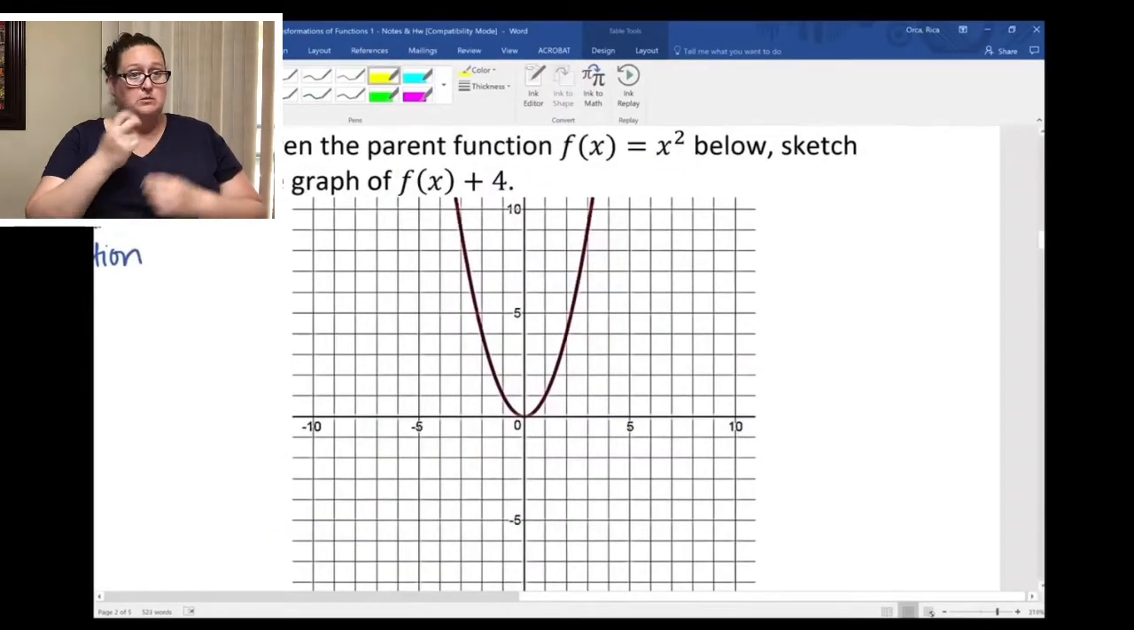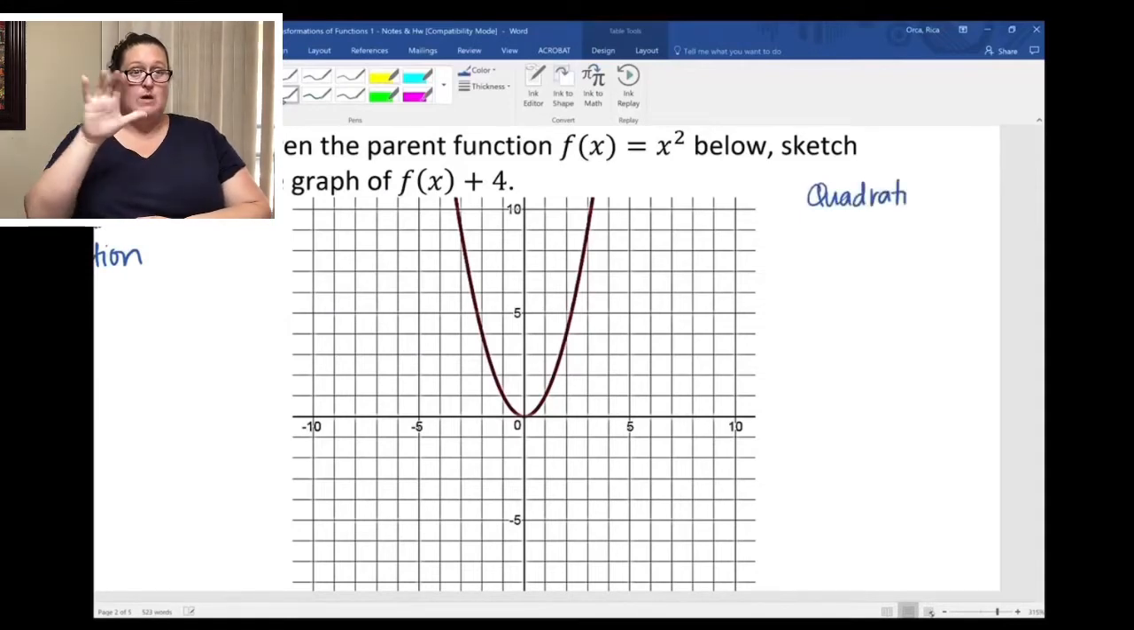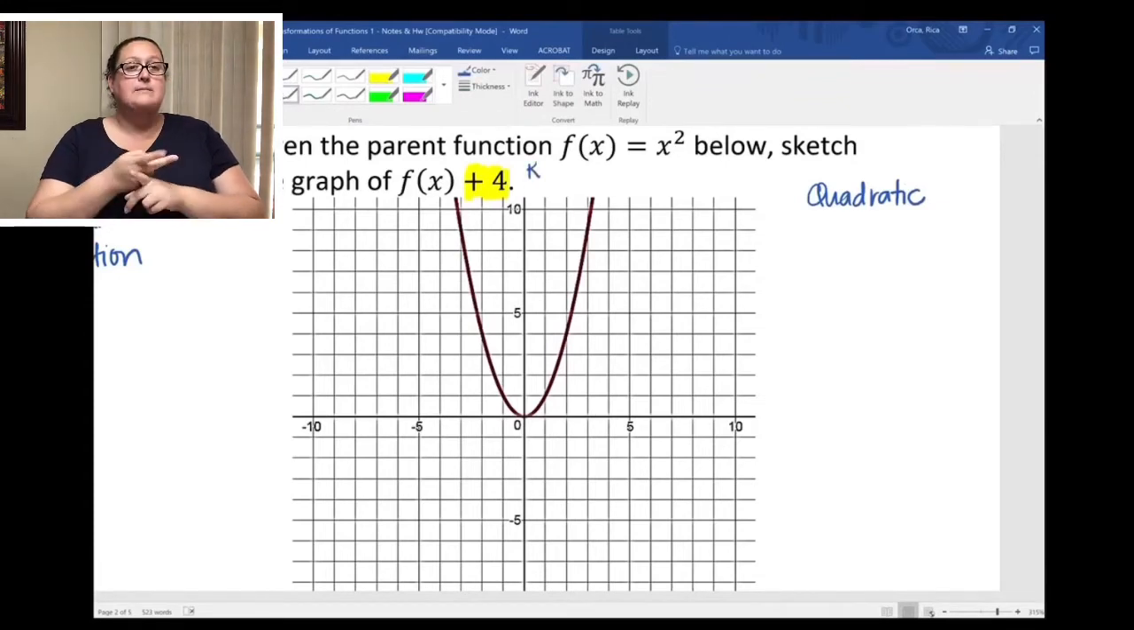For problem number 2, we have a quadratic function. It says, given the parent function f of x equals x squared below, sketch the graph of f of x plus 4. So we know this is quadratic. And we have this plus 4 that's outside of our parentheses. That's our k value. With k we keep. And because it's plus 4, we are going to move our graph 4 units up.